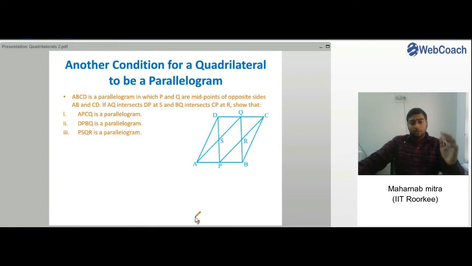So let us solve one question using whatever we have learned. Now this question has more than one part, right? So we will look at one part at a time so that we get to know how we can use these concepts in each question.